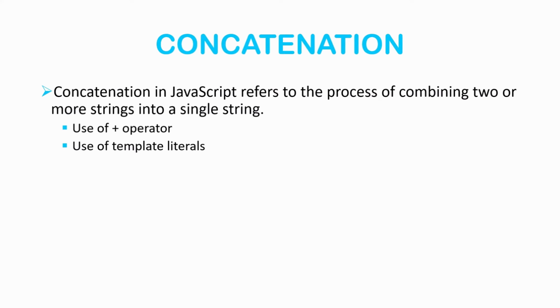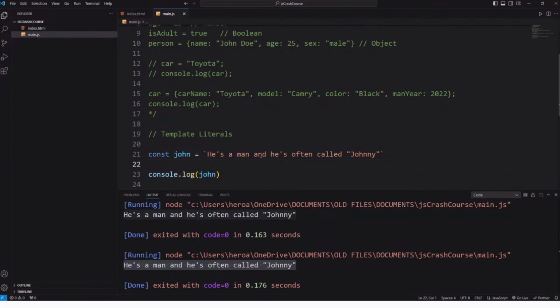Okay, now we come to concatenation. Concatenation in JavaScript refers to the process of combining two or more strings into a single string. So we use operator, then we use template literals. Perfect. So just as I was saying earlier, you can use template literals for concatenation, then you can use this operator sign, right? This plus is an operator. So we use this for concatenation. So let's go to our VS Code and look at some examples of this.